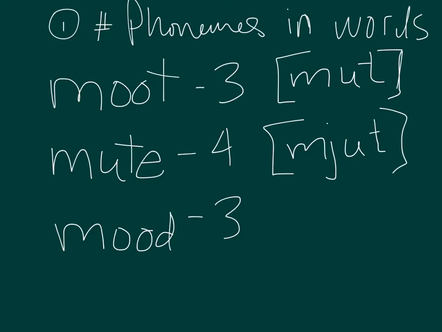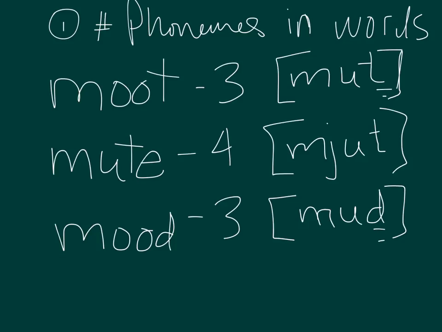And then mood has 3 phonemes as well, as you can see here. And the only difference between moot and mood is that final T. So they have the same number of phonemes, and they differ by only 1 phoneme. And you should have all probably read about minimal pairs now, and what I just told you is a definition of a minimal pair. So 2 words that have the same number of sounds or phonemes and differ by only 1. So moot and mood are minimal pairs.